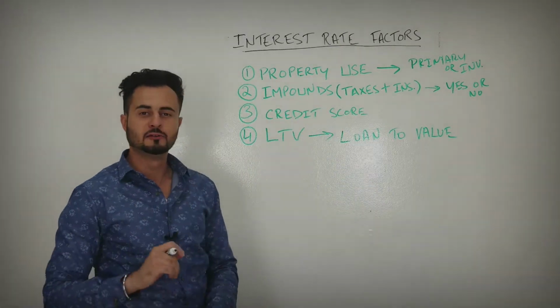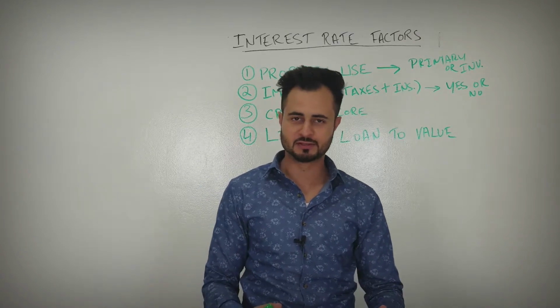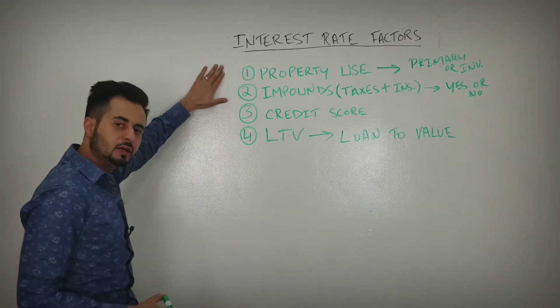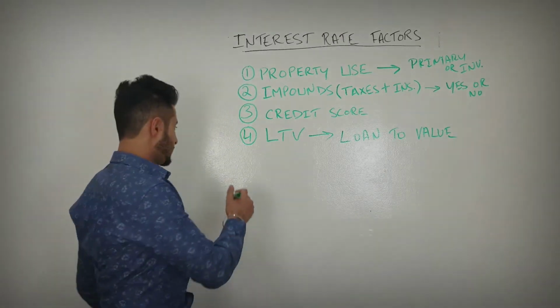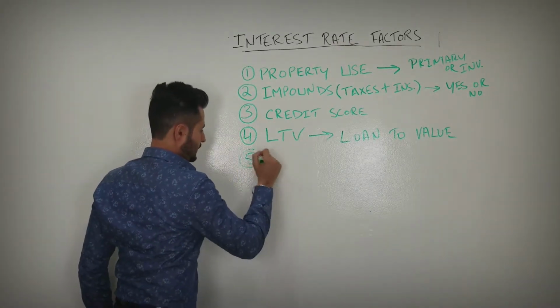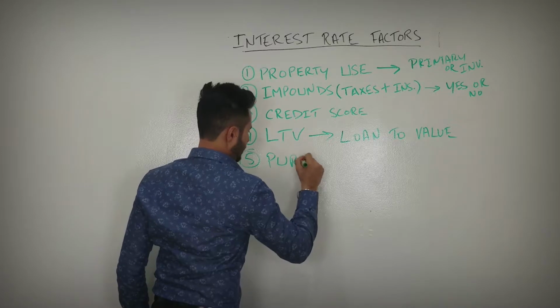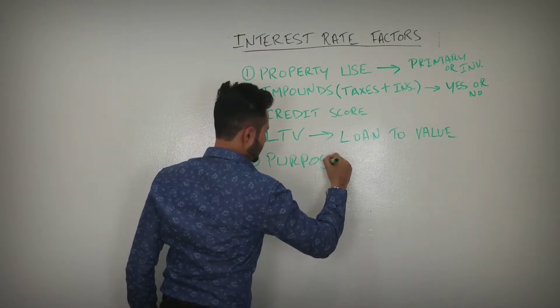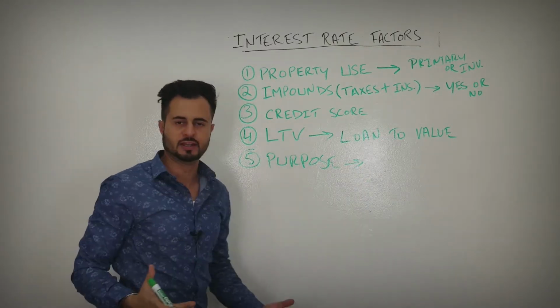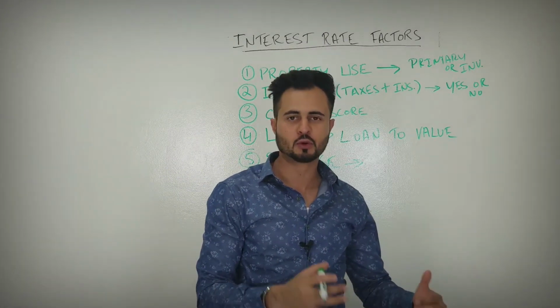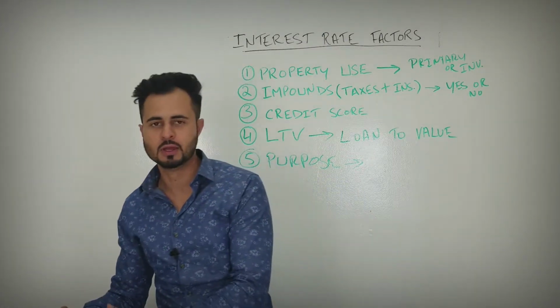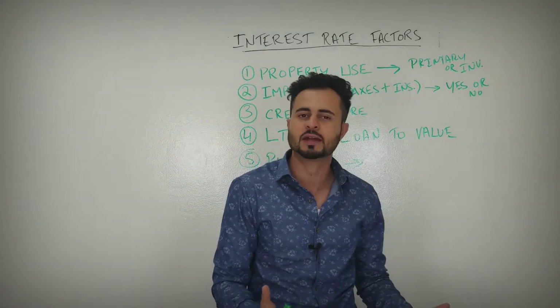Now let's flip the switch and look at a refinance transaction. All the four factors are going to be identical. The fifth one I'm going to add is known as purpose. And what this means is, why are you refinancing? Are you refinancing to lower your mortgage payment and lower your interest rate, or are you refinancing to get cash out? Now, some of you might be confused. What do you mean by cash out?